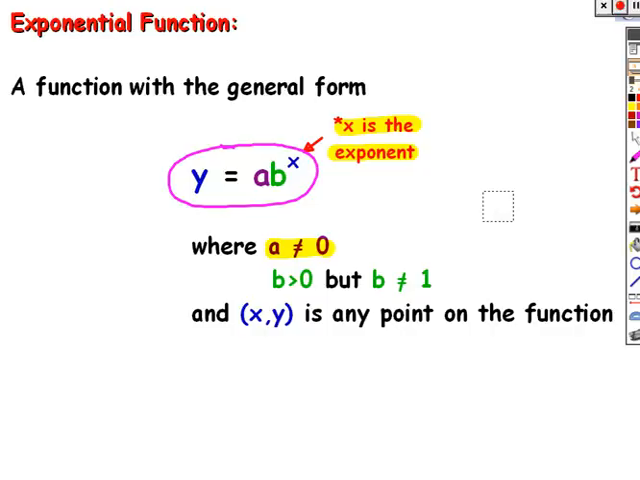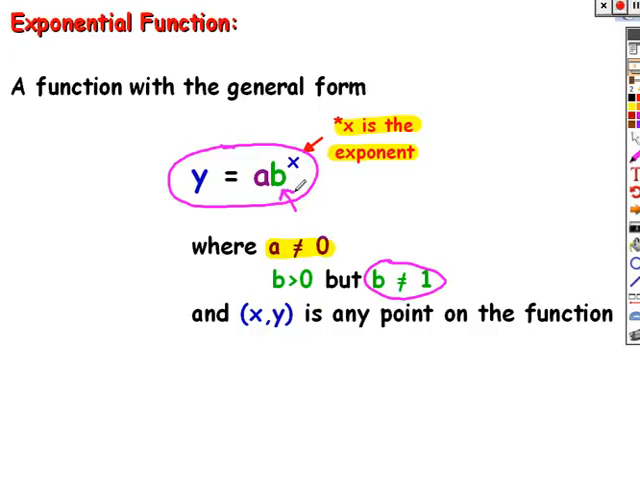Also, b can't be 1. If b were 1, I'd get something like this. Well, 1 to any power is just 1, so that would leave me with y equals a times 1. That would also be a line. So b, which is what we call the growth or decay factor, the number that I'm repeatedly multiplying by, can't be 1. On the previous example, this b value would have been the 1/2. That's what I'm multiplying by over and over and over again.